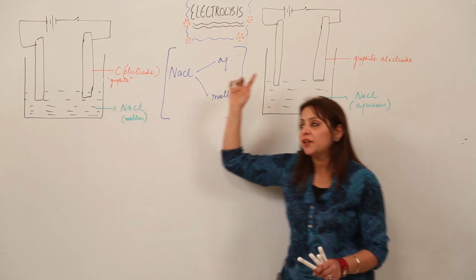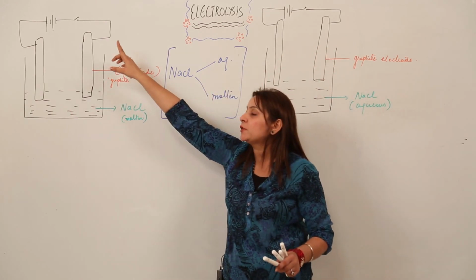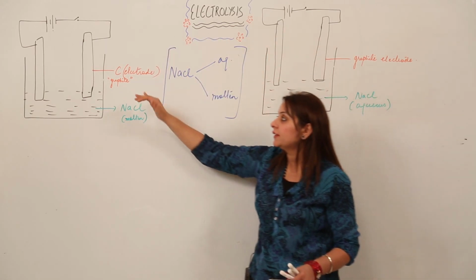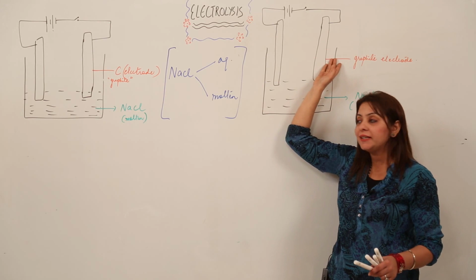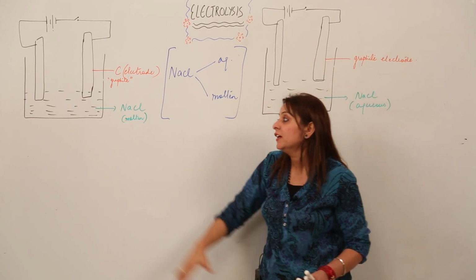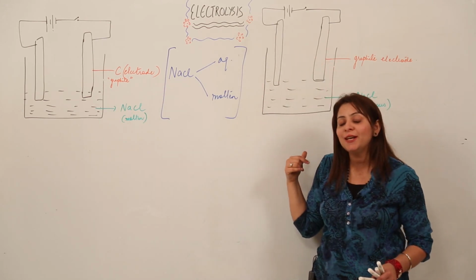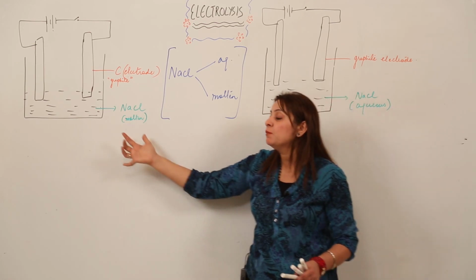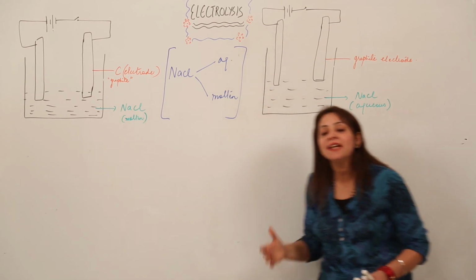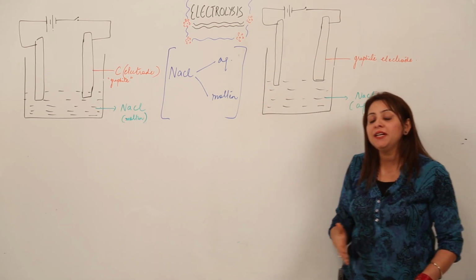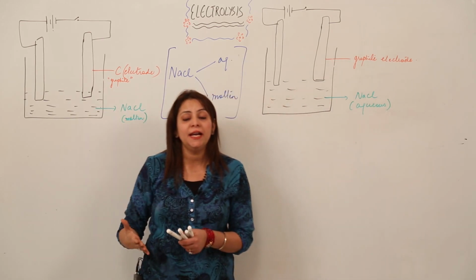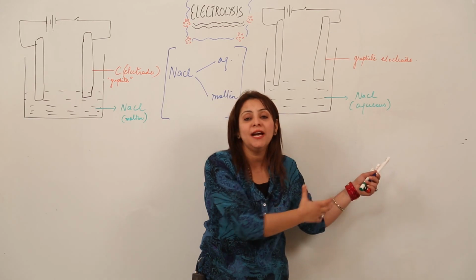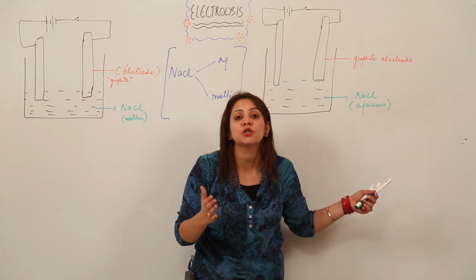There are electrodes, right. There is a battery, there is a key, even here is a key, and graphite electrodes, again graphite electrodes. The difference is that one has an electrolyte and similarly the other has an electrolyte, but they differ in the nature of the electrolyte. See, it is a molten NaCl and it is an aqueous NaCl. So when we have a molten electrolyte and when we have an aqueous electrolyte, there occur a few differences in the electrolysis.